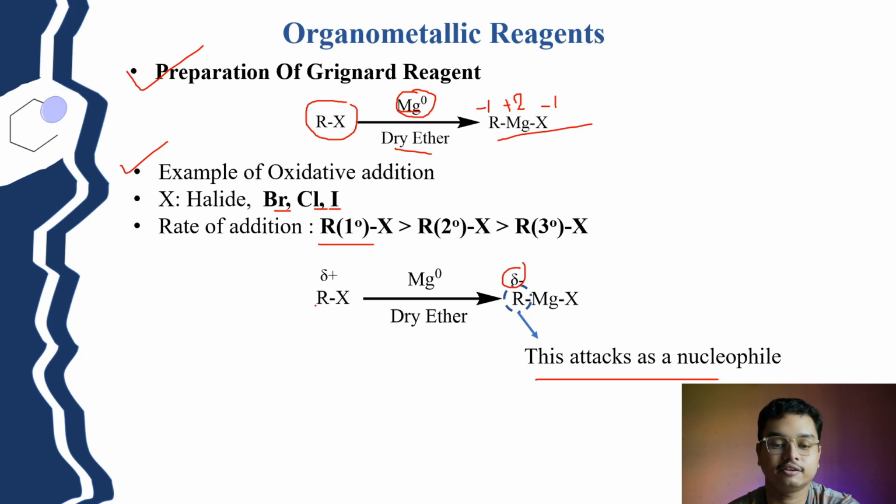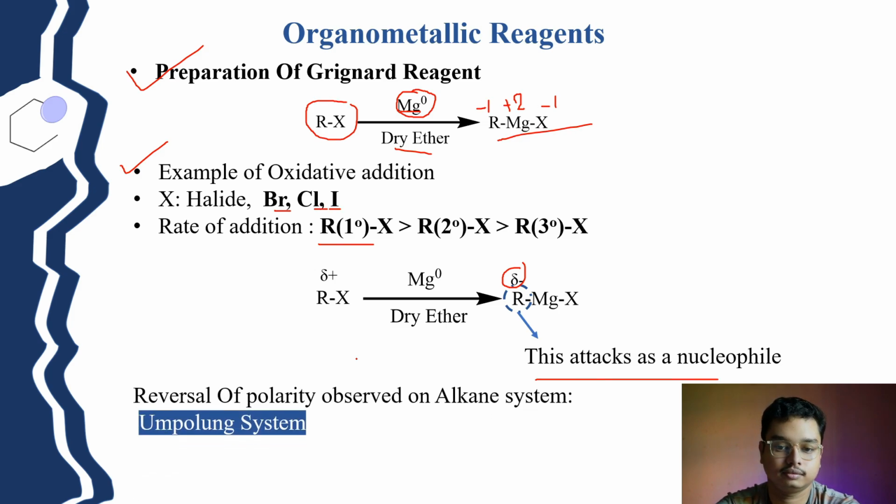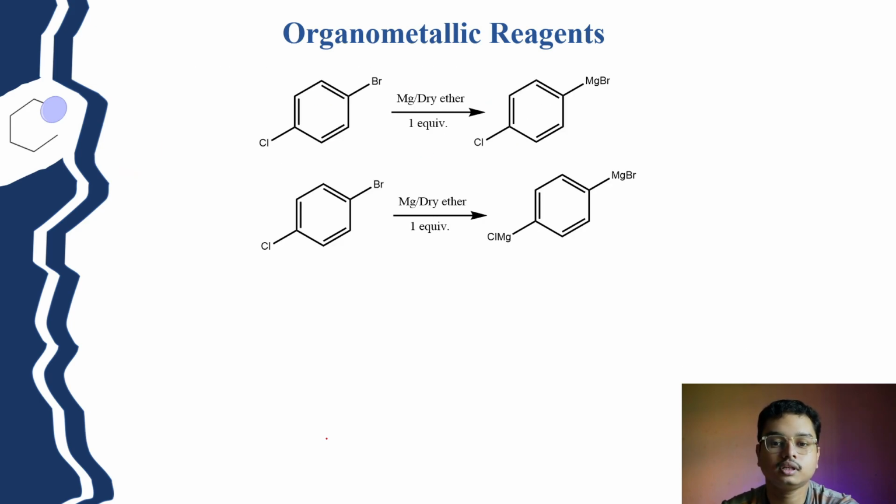And here a reversal of polarity is observed for this particular alkyl part. Initially it is in a positive state, but in the Grignard reagent it acts in the negative oxidation state. This is called the umpolung reagent, which we'll discuss in the next slides. It is also written here that the reversal of polarity observed is called the umpolung system. So this is how we can prepare a Grignard.